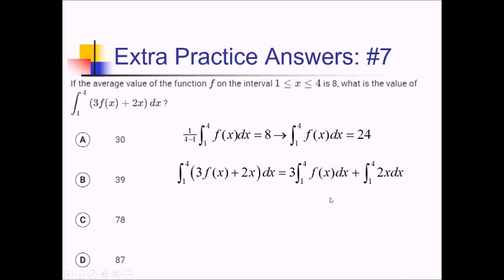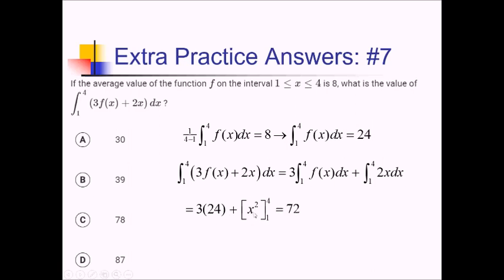So going a little further on this one, I have 3 times this integral that I just figured out up here has a value of 24. This is really 3 times 24. Over here, integral of 2x, I need to take the antiderivative and use my fundamental theorem. So this is going to be x squared evaluated from 1 to 4. Going further still now, because I have to actually get a number out of all this, 3 times 24, that's going to be 72.